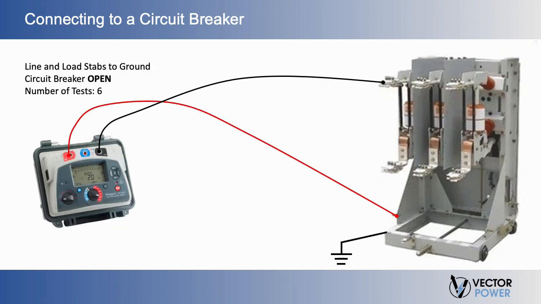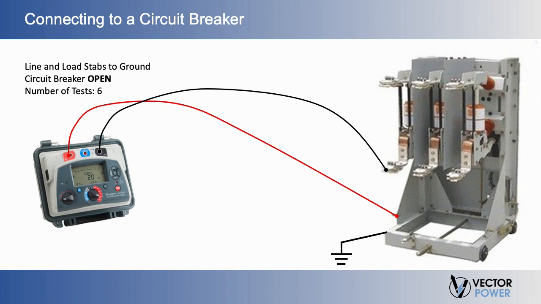Let's start with the line and load stabs to ground tests. To perform these, the circuit breaker is placed in the open position, and there will be a total of 6 readings. Connecting the Megohmmeter, we take the negative lead and connect it to the line side of the first phase, and the positive lead to ground. For our second measurement, we would connect to the load side of the first phase and to the equipment ground.